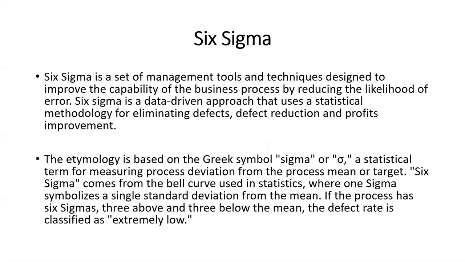Then we have Six Sigma. Six Sigma is a set of management tools and techniques designed to improve the capabilities of business processes by reducing the likelihood of error. We are trying to improve the capability of the business process by reducing any chances of error.